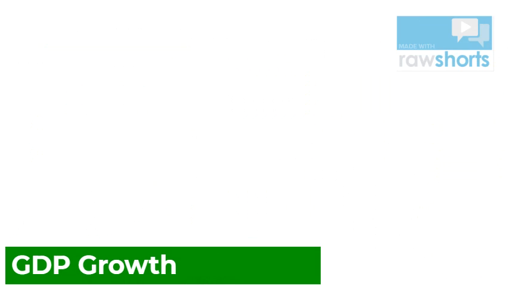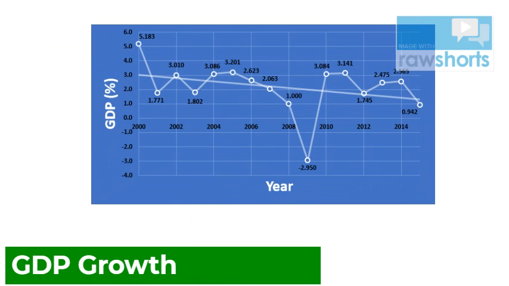This graph here shows the Canadian GDP from the year 2000 to 2015. The long-term trend line shows a slow decline in the GDP growth rate. However, the real GDP is increasing on average, but at a smaller rate. Real GDP is GDP adjusted for inflation or deflation.